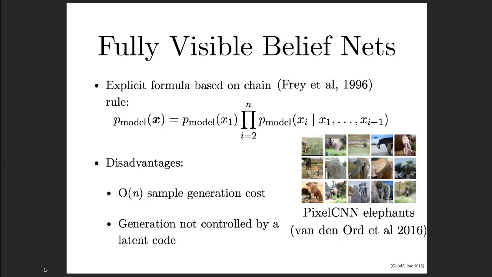So this goes back to a paper by Brendan Frey in 1996, but has had several other advancements in the meantime. The current most popular member of this model family is the pixel CNN, and I show here some samples of elephants that it generated.